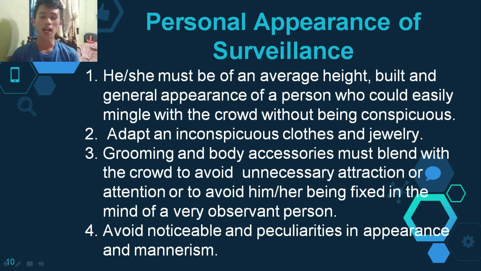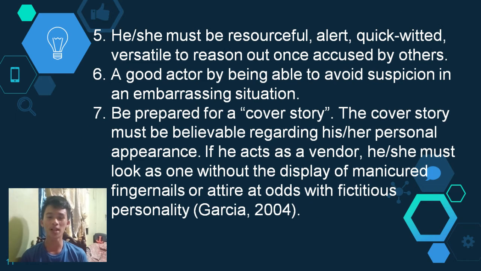So number 4, avoid noticeable peculiarities in appearance and mannerism. Number 5, he or she must be resourceful, alert, quick-witted, versatile, and able to reason out once accused by others.